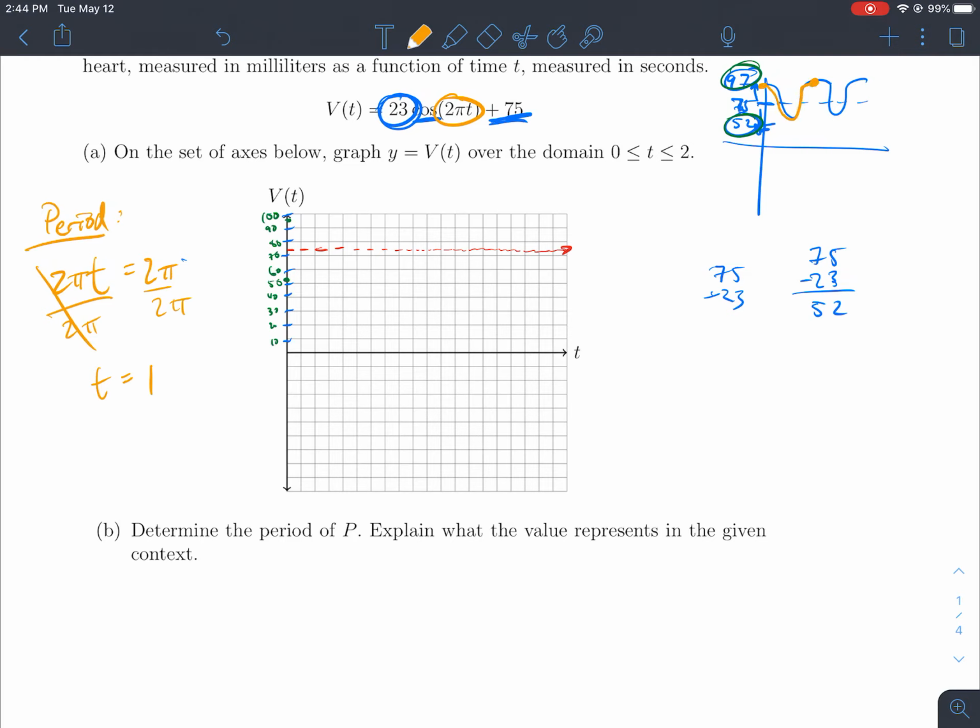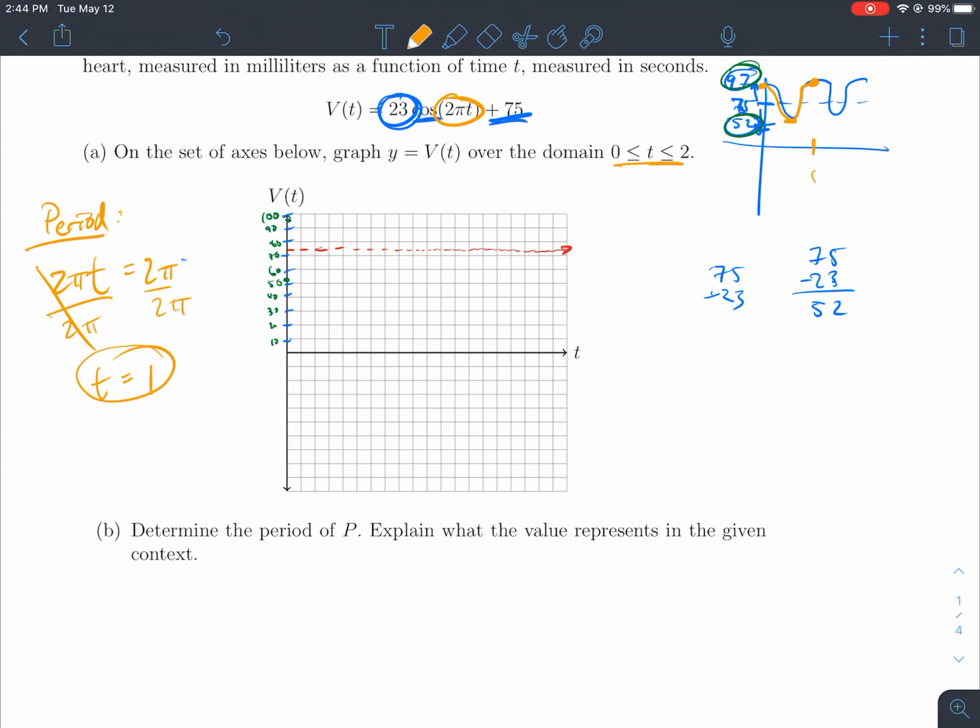Full of blood, empty of blood, back to full of blood. And when you say empty, it's not actually empty of blood, it's just down to its minimum amount of blood after it compresses. And then it's back to its starting value right here. This is 1 second because that's how long it takes, according to our calculations, to make one full cycle.